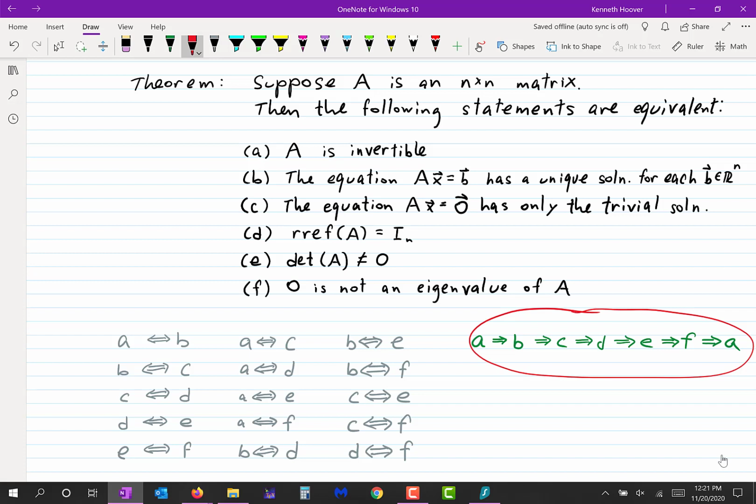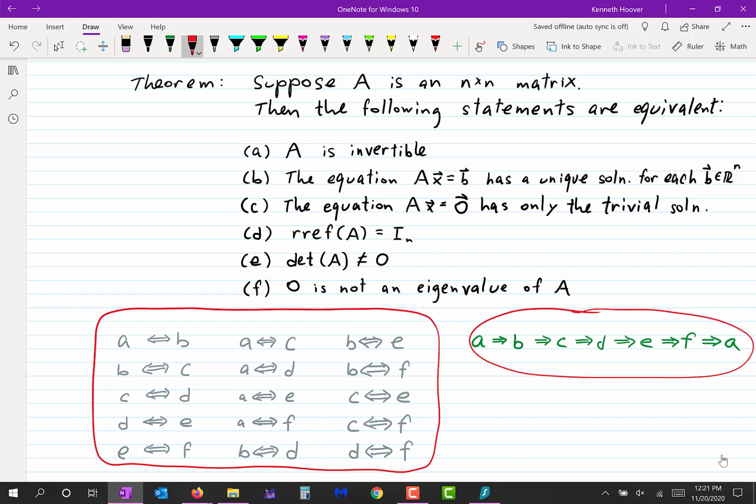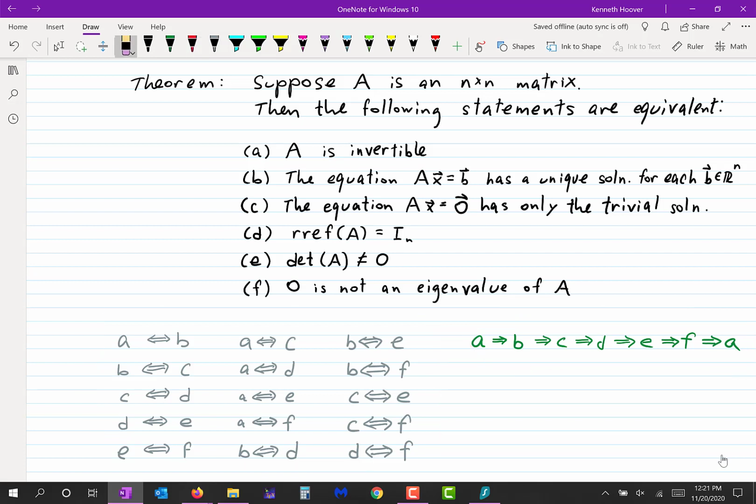So that string, if I could accomplish that, 6 subproofs, 6 conditionals, if I could accomplish that string, then I would be proving these 15 biconditionals. Now I said that's the shortest number of steps. It's not necessarily the easiest. It might be easier to do something like this.